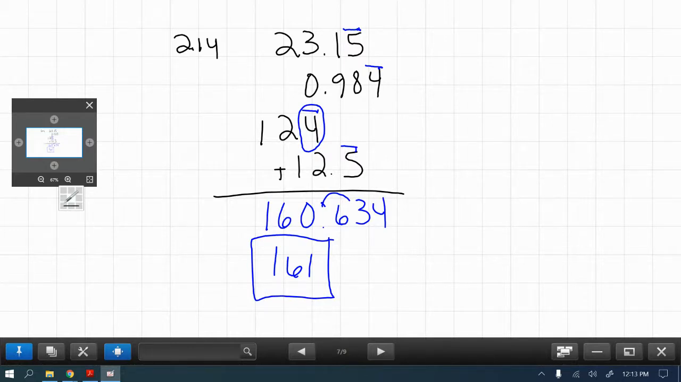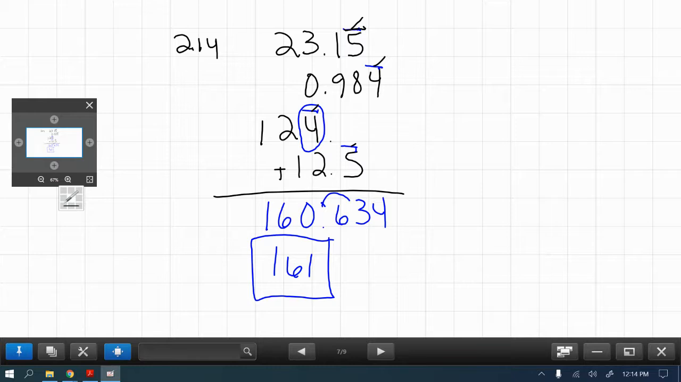So A had a star beside it. If you looked in the back of the book, the answer was 161. But I had 160.6. When you add these numbers, you want to line the decimal places up. So 23.15, 0.984, 124, and 12.5. Then I want to identify in each number which one's the farthest to the right. I have a 5 here, 4, 4, and 5.